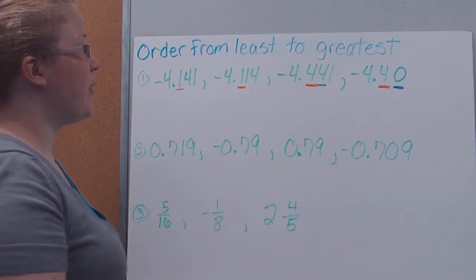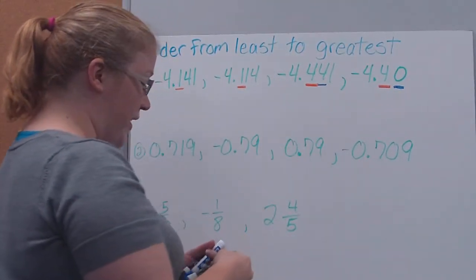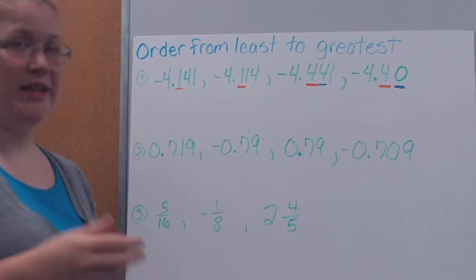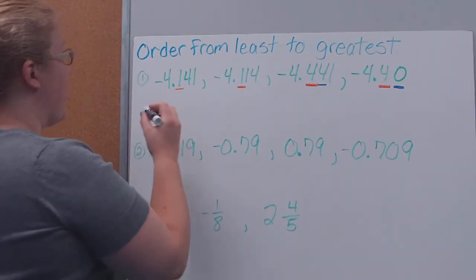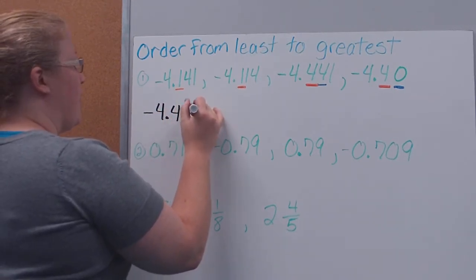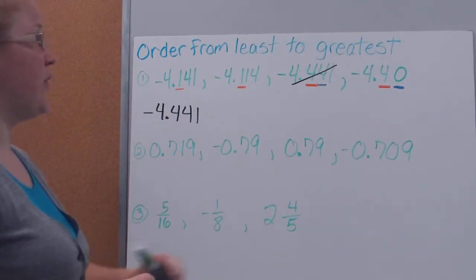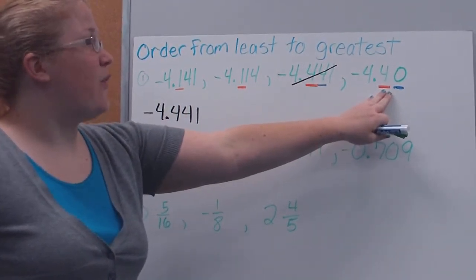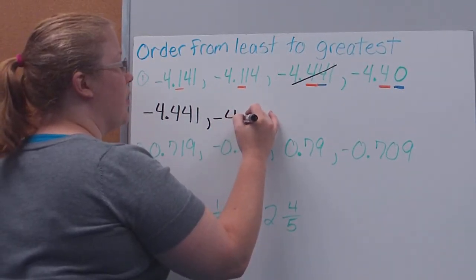So we can add the 0 so we don't get confused. So I have a 4 and a 0. Obviously the 4 is the larger digit, which, since we're dealing with negative numbers, actually makes it smaller. So my smallest number is this one. And then I would just go ahead and cross them all off so you don't get confused. This one also had the 4 tenths, so this is going to be my next smallest, negative 4.4.